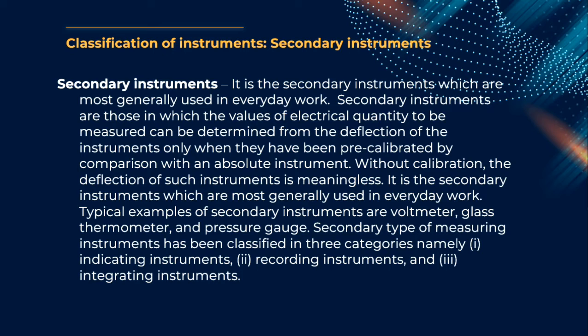Without the calibration, the deflection of such an instrument is meaningless. It is the secondary instruments which are most generally used in everyday work. Typical examples of secondary instruments are voltmeter, glass thermometer, and the pressure gauge. Secondary type of measuring instrument has been classified in three categories, namely indicating instruments, recording instruments, and integrating instruments.